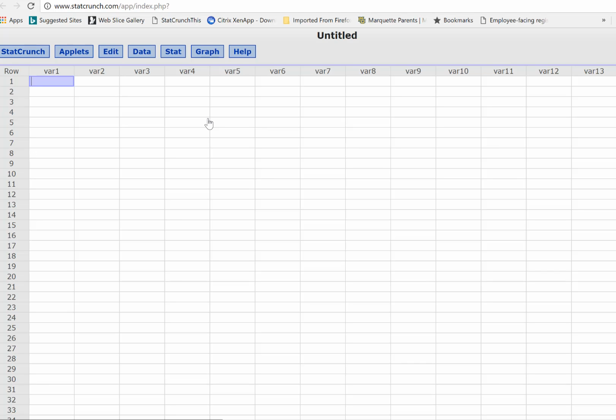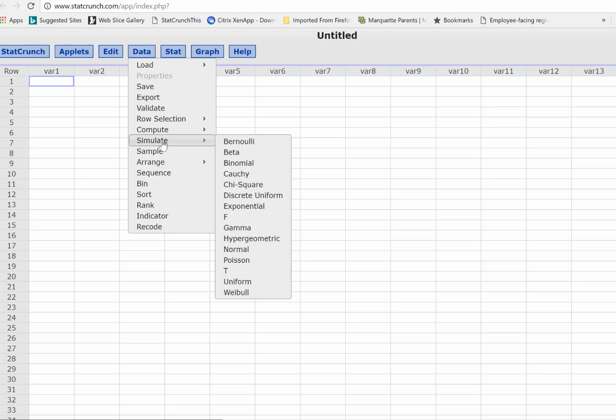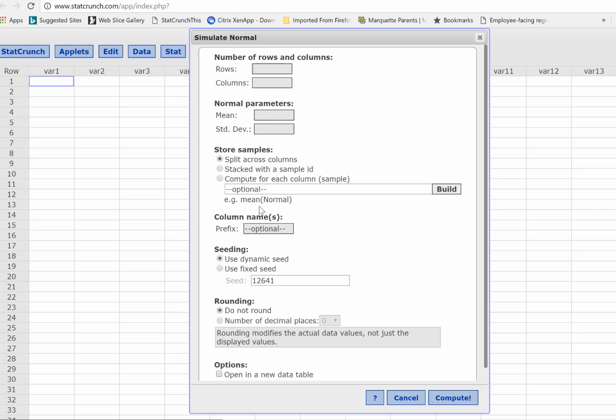What I'm going to do is randomly generate a bunch of random samples of size, let's say 9, from this normal population where the mean is 100 and the standard deviation is 15. StatCrunch allows me to do this. I can go to Data, Simulate, Normal. I'm going to generate 1,000 rows of data with 9 columns. Again, the mean is 100, the standard deviation is 15.